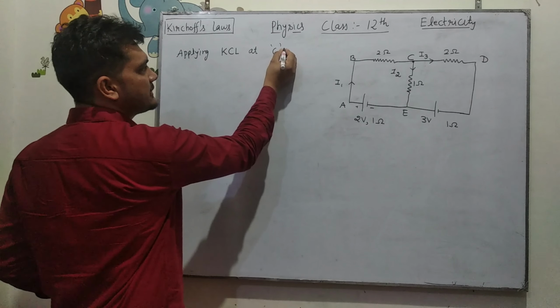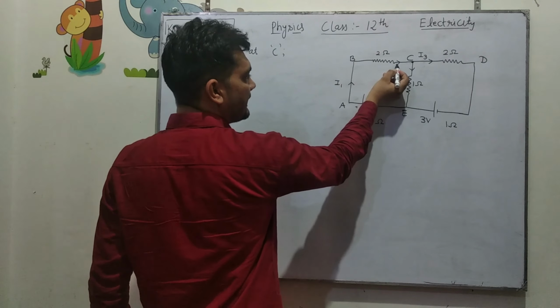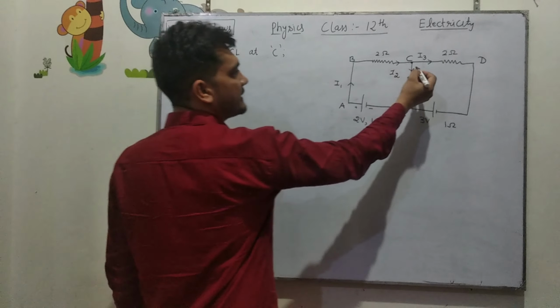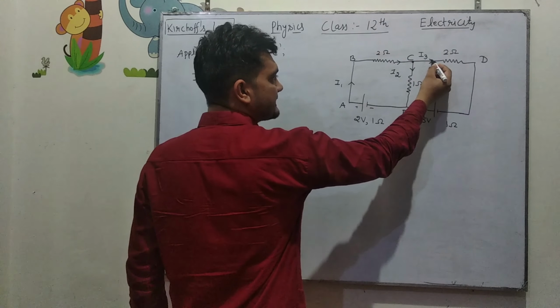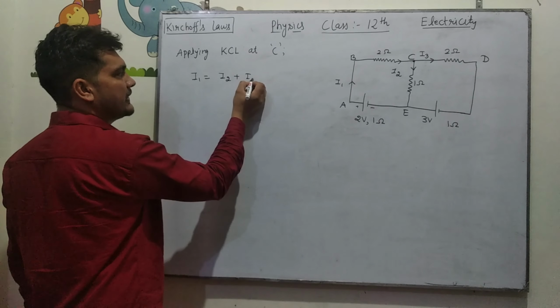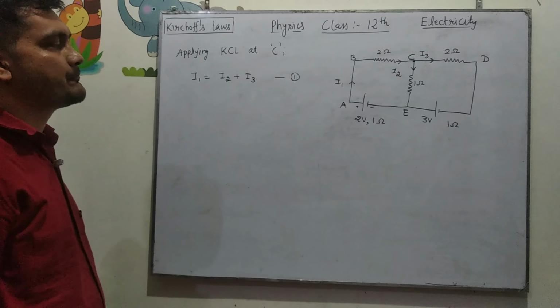Then according to this law, the sum of incoming currents, the only incoming current here is I1, is equal to the outgoing currents. There are two outgoing currents from this junction, I2 and I3. So this is the first relation according to Kirchhoff's current law at junction C.